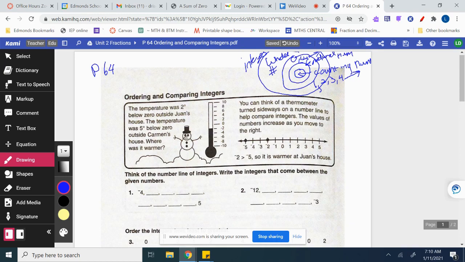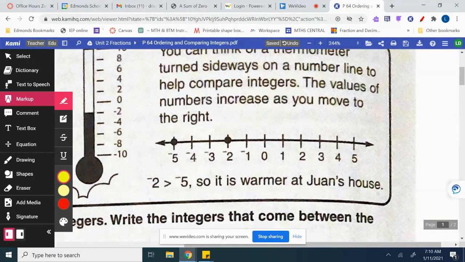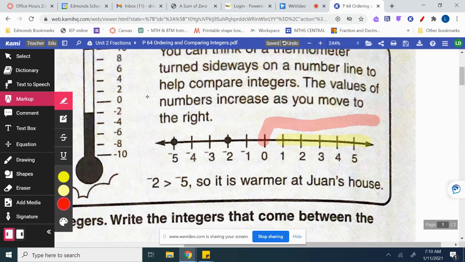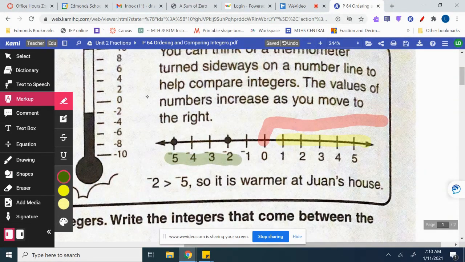So if we zoom into this area, these would be our counting numbers: 1, 2, 3, 4, 5. This would be our natural numbers. And then we have integers. So we're looking at positive and negative numbers. But today we're going to be comparing the two numbers.